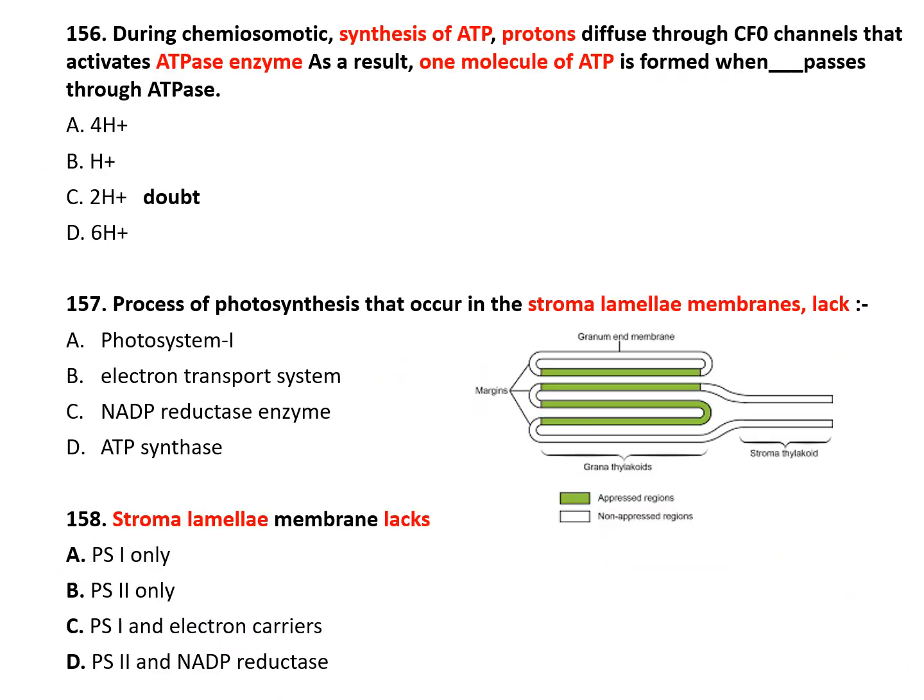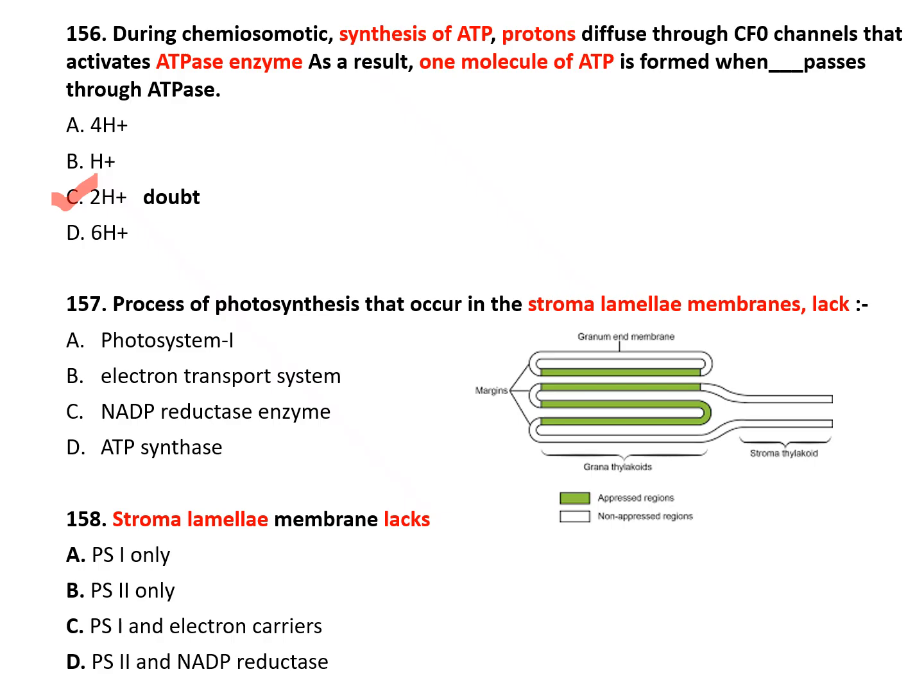The next question, number 156. During chemiosmosis, in the synthesis of ATP, protons diffuse through the CF channel that activates the ATPase enzyme. As a result, one molecule of ATP is formed when how many hydrogen ions pass through ATPase? Option A, 4 hydrogen. Option B, 1 hydrogen. Option C, 2 hydrogen. Option D, 6 hydrogen. The correct answer is option C, 2 hydrogen. According to NCERT it is 2 hydrogen, but for higher study it is 3 hydrogen. When 3 hydrogen ions pass through the ATPase enzyme, one molecule of ATP is formed.